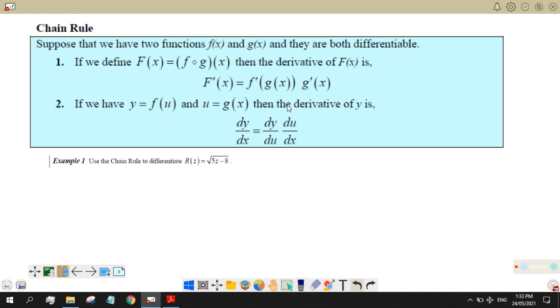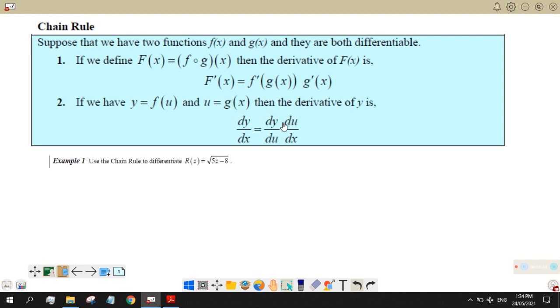Or, if you are going to use notations, pwede mo naman siyang i-let as y is equal to f of u and u is equal to g of x. Again, ganito pa rin yung format niya, f circle g pa rin, because inside f is g of x. Because inside, or u is equal to g of x. So, the derivative of y with respect to x is equal to the derivative of y with respect to u muna times the derivative of u with respect to x.